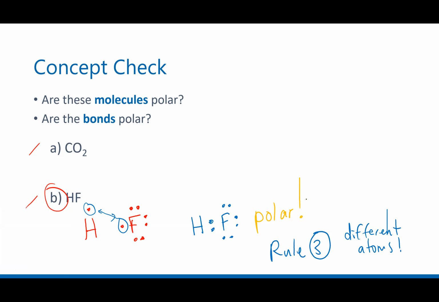Okay, we've already kind of looked at this example anyways. Hydrogen has an electronegativity of 2.1. Fluorine has an electronegativity of 4. This is definitely a polar molecule. The fluorine is really pulling on all those electrons.